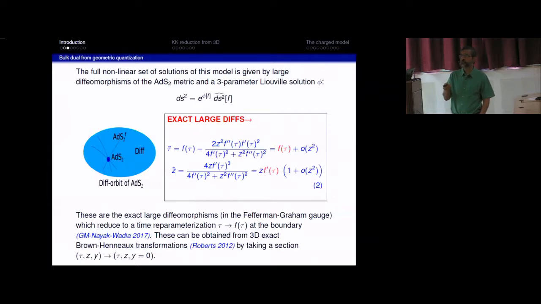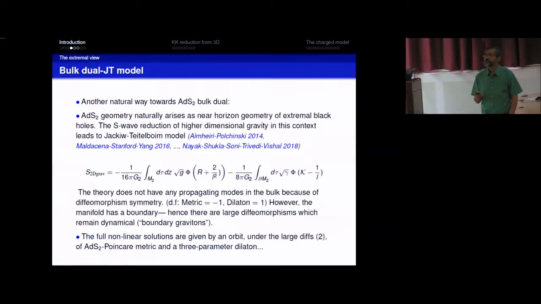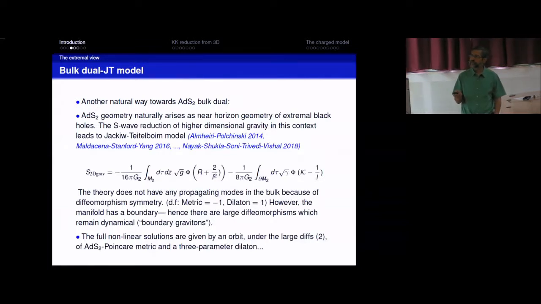I will come to the metrics which are generated by such things in the next method. Another natural way towards an AdS2 bulk dual is to realize that AdS2 geometry naturally arises as the near horizon geometry of extremal black holes. The S-wave reduction of higher dimensional gravity in this context leads to the Jackiw-Teitelboim model. This is how it looks. This is also something that Juan explained in detail.